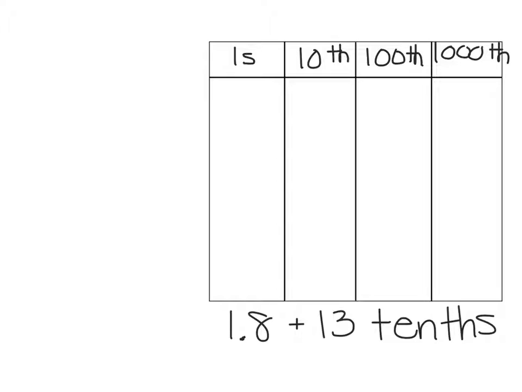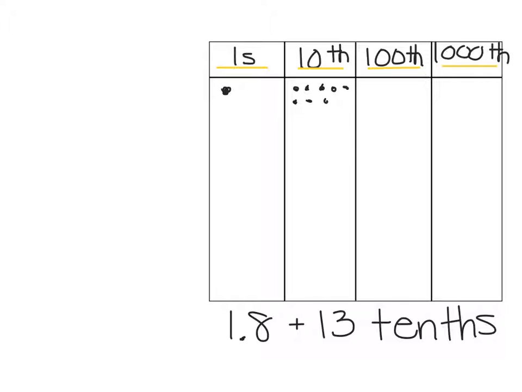And so you can see we have a place value chart here, and we have it labeled with our ones place, our tenths place, our 100ths place, and our thousandths place. And so I can use discs or draw discs to help me add 1 and 8/10 plus 13/10. So for 1 and 8/10, I'm going to make one disc in my ones, and I'm going to make 8 discs in my tenths place. So there's my 1 and 8/10.